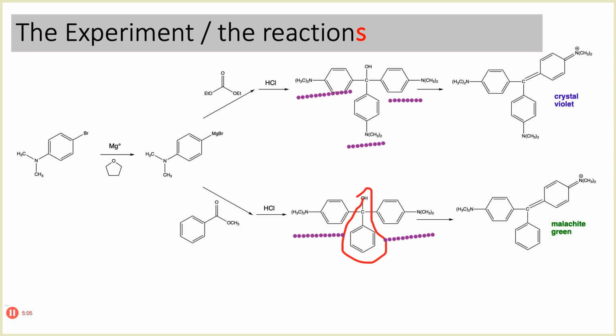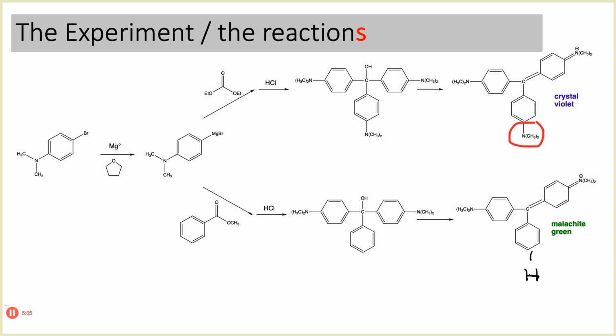Well, in any case, the outcome is eventually more or less the same. You make this alcohol, then the alcohol gets spit out, and again you have the extended conjugation that gives you a colored product. It's interesting to note here that the only difference between these two compounds is that substituent right there. In malachite green, we have a hydrogen. In crystal violet, we have the dimethylamino group.